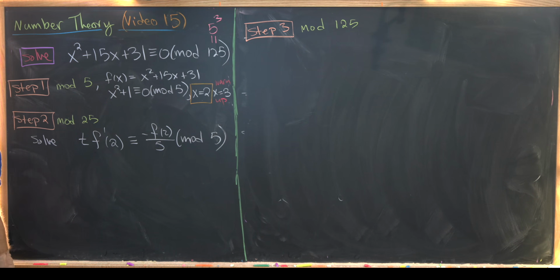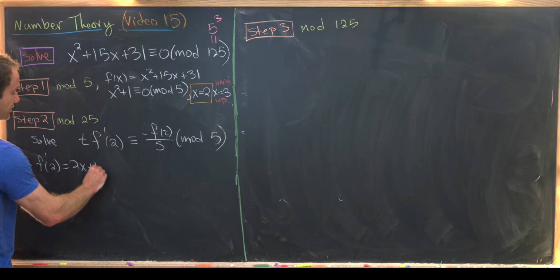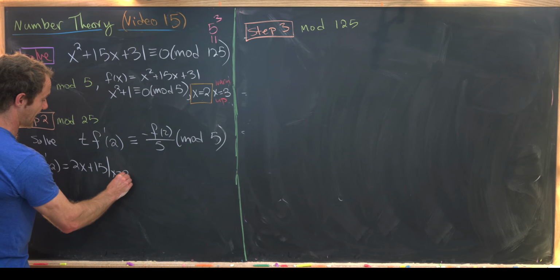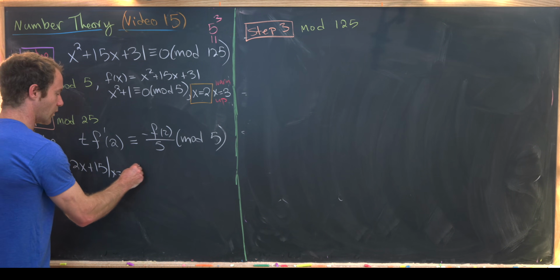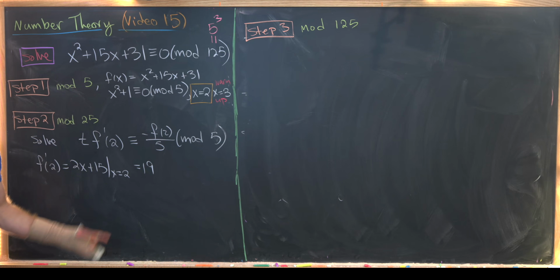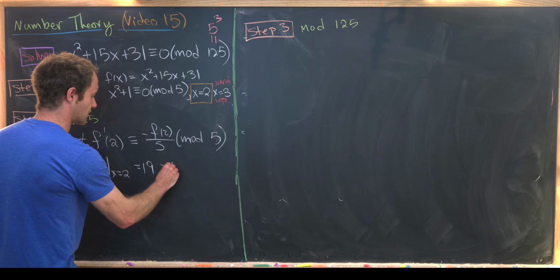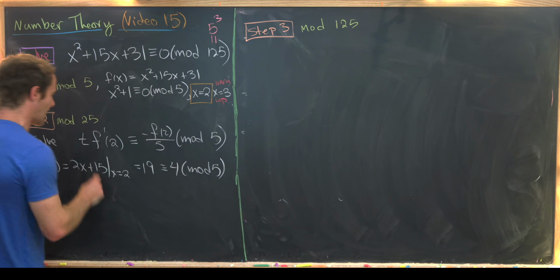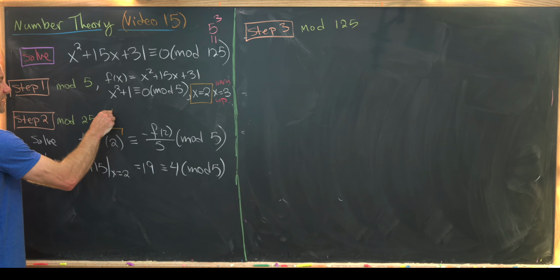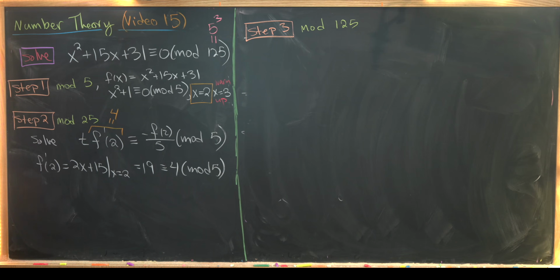Okay, so let's notice that f prime evaluated at 2 is going to be the same thing as 2x plus 15 evaluated at x equals 2. We just used the power rule there. So that's going to give us 4 plus 15, or the number 19. But notice we can reduce that mod 5 because we're working mod 5, so this is congruent to 4 mod 5. So when we get around to it, we can replace this number here with just the number 4.